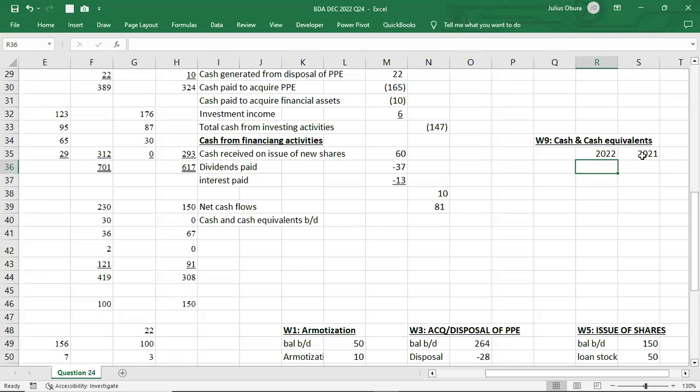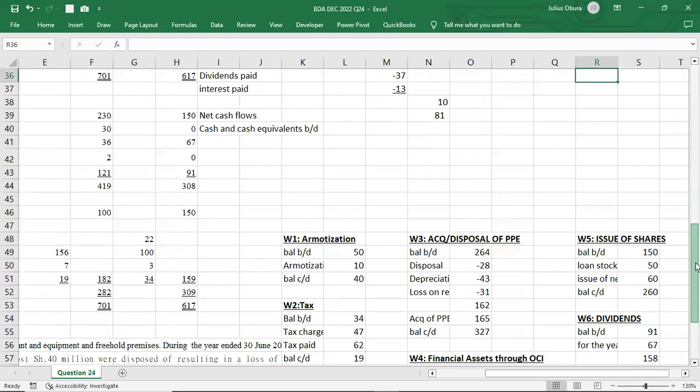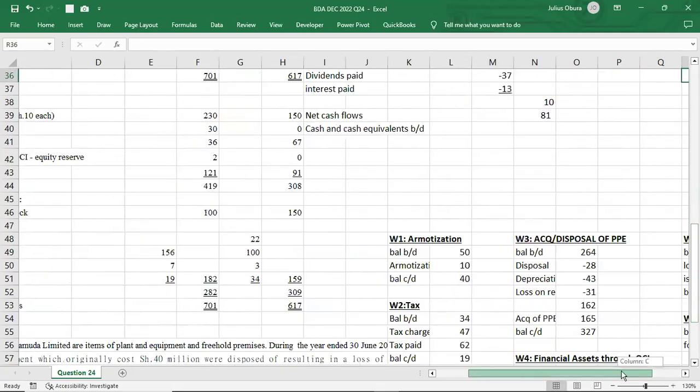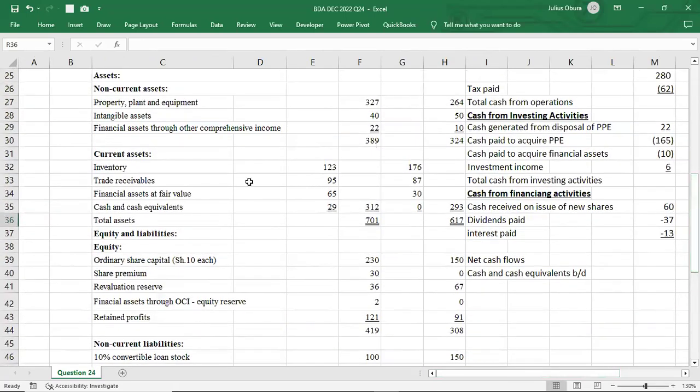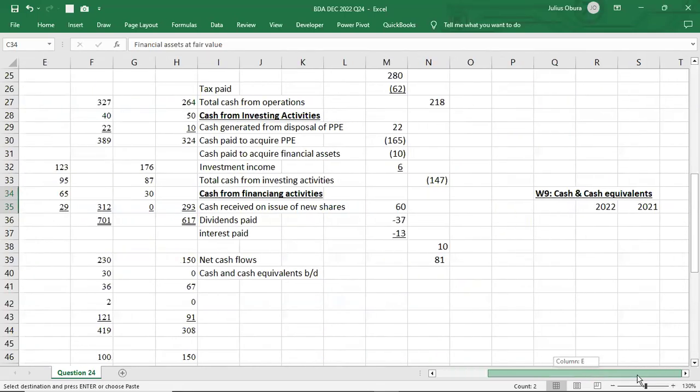So we go to our statement, then we check from our current asset section. Inventory, that's a working capital item. Trade receivables, working capital item. So we have the two: financial assets at fair value and cash equivalents. So I'm going to pick the two. I put them here.